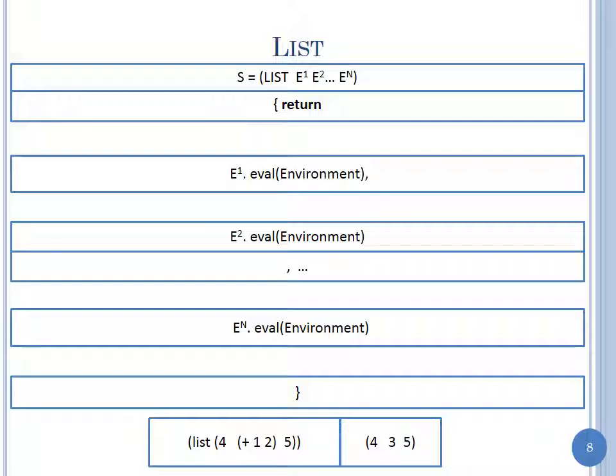So I've got some blanks. We know that we have to evaluate E1, E2 to En. There's no doubt about that. How do we compose them together? How do we compose them into a list?